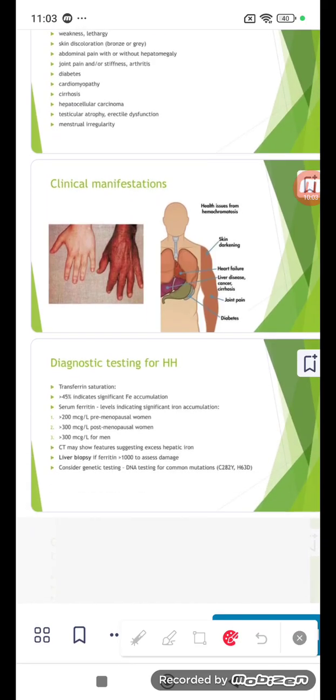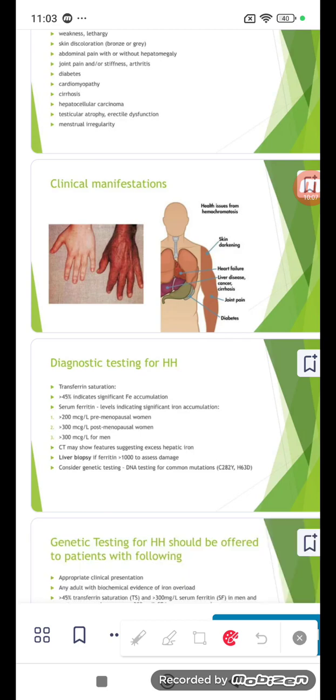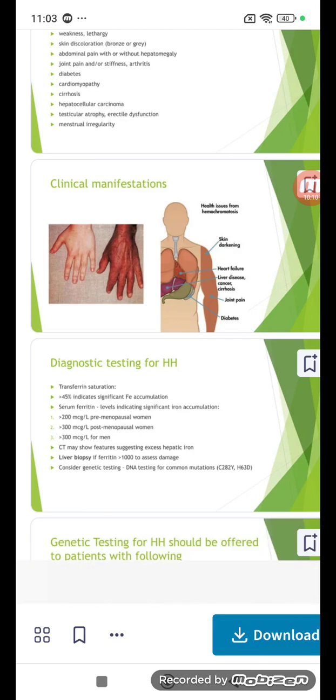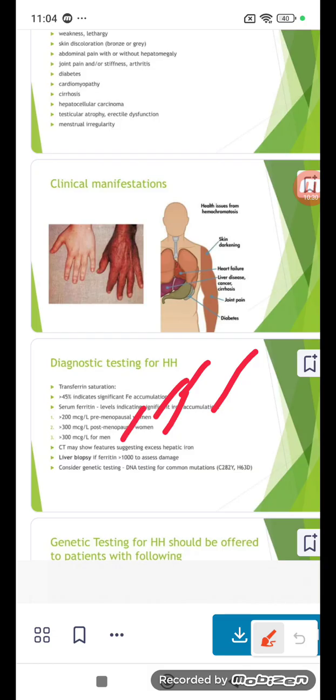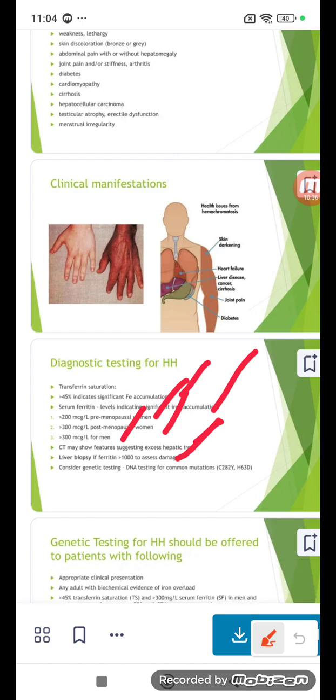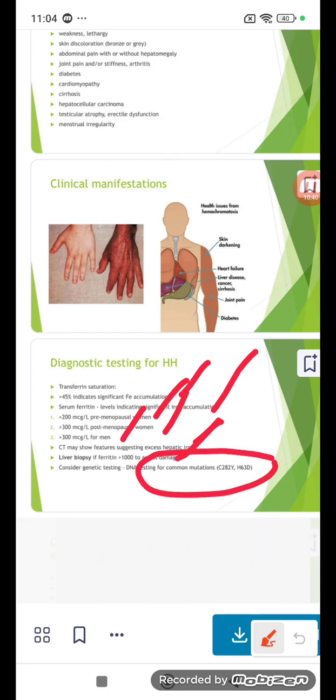So how is this estimated? The first one is identified by ferrous accumulation, meaning iron accumulation. The next is serum ferritin, then menopausal woman, post or pre, and normal values of the iron levels. The next is estimation by CT scan technique and liver biopsy test. And DNA testing for C282Y and H63D gene mutation techniques is also used to determine whether a person is suffering from the problem or not.